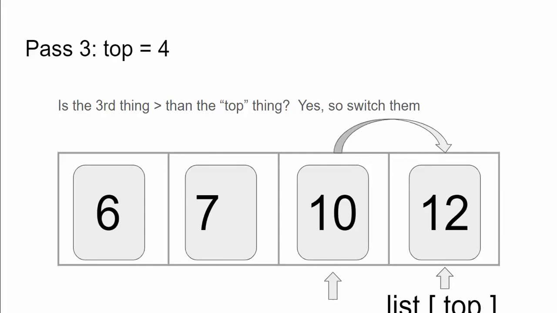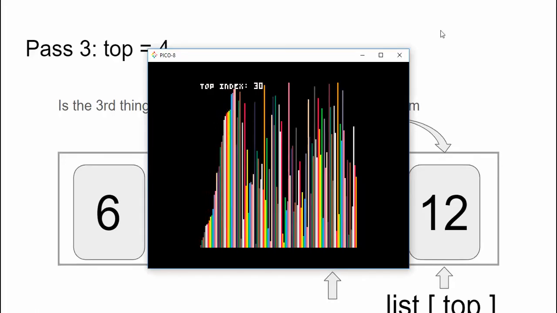So that's it. What we need to do to make that scan is we need a for loop that's going to go from 2 to top, and we're going to say if the value in the list at our loop counter, which is probably I, is greater than the thing in the list at top, switch them. And after we make enough passes, the data will all be sorted into ascending order. So let's pop over to the code.